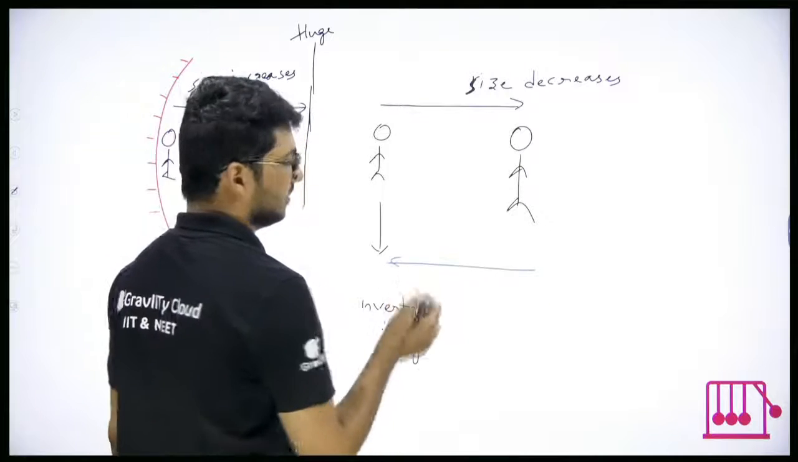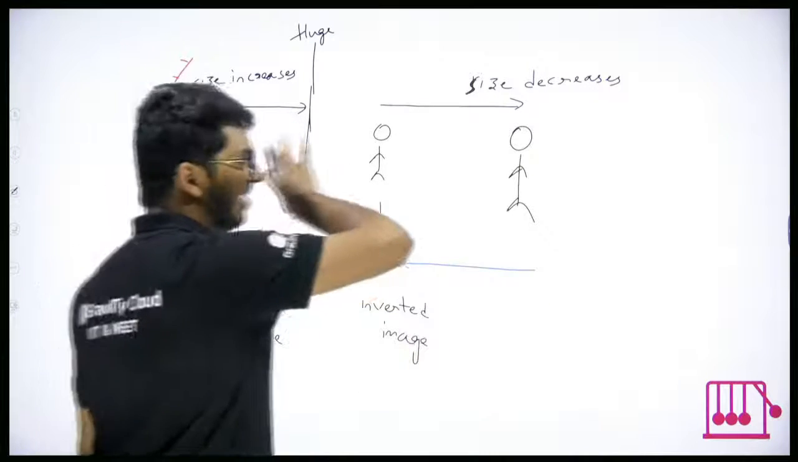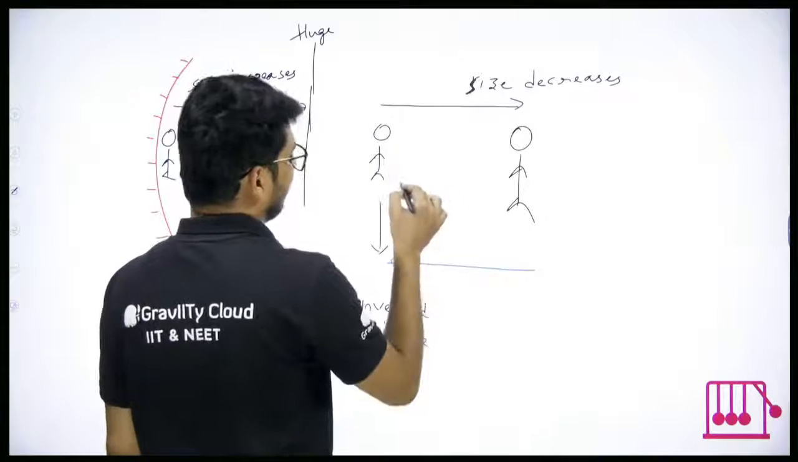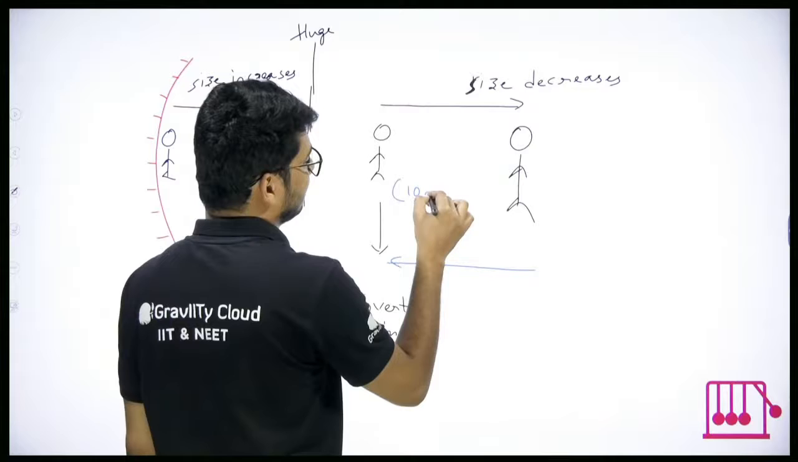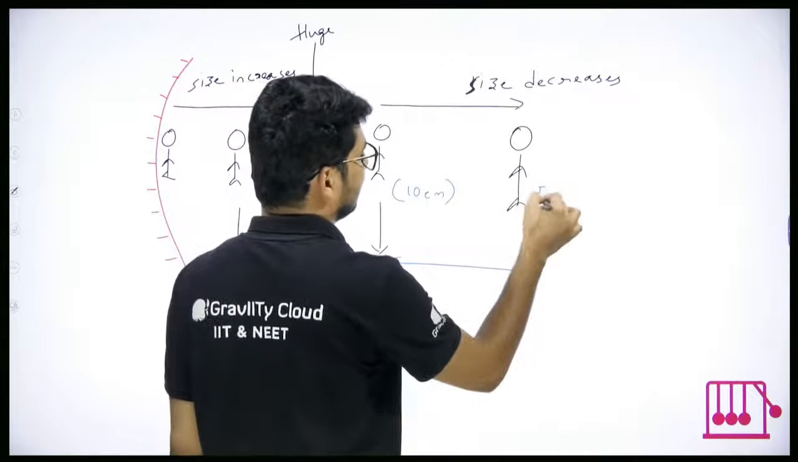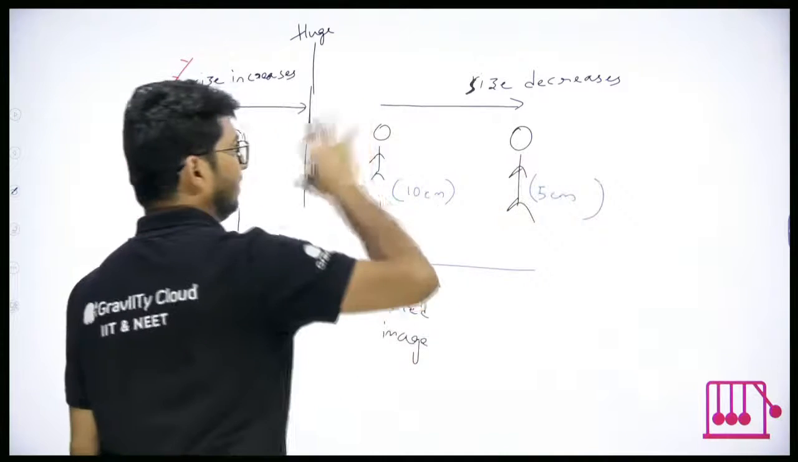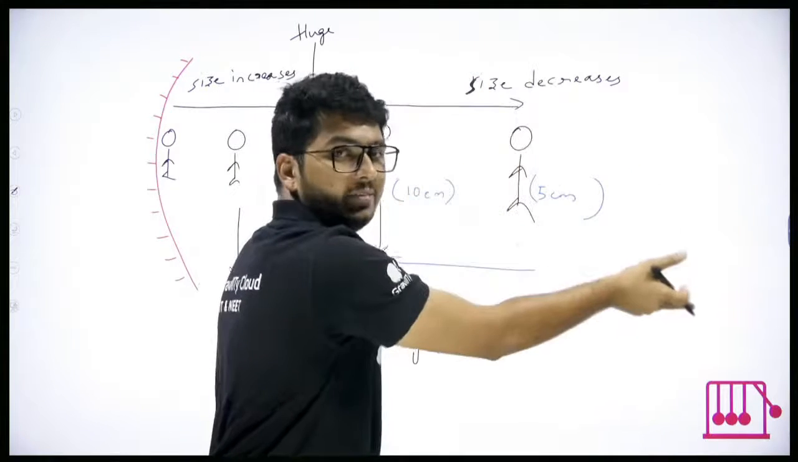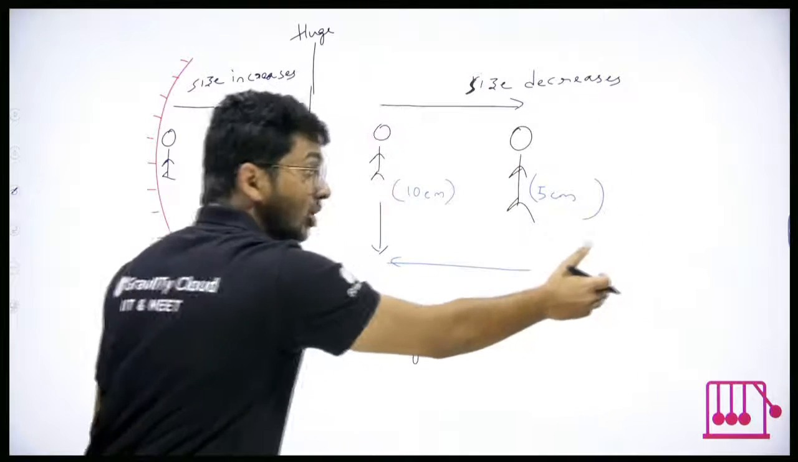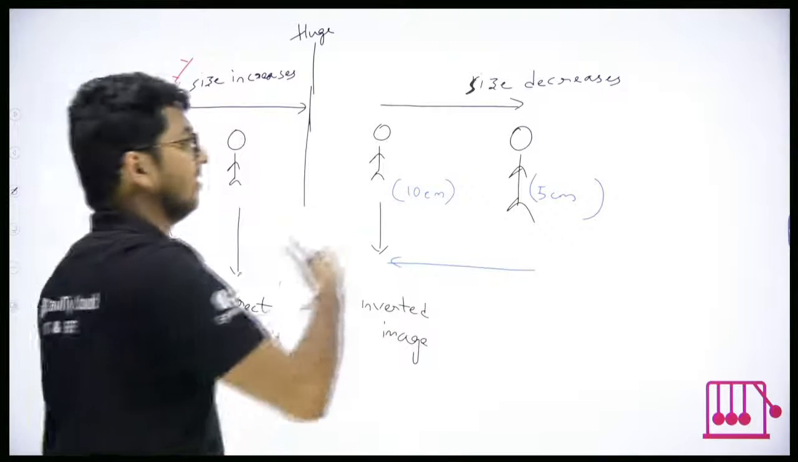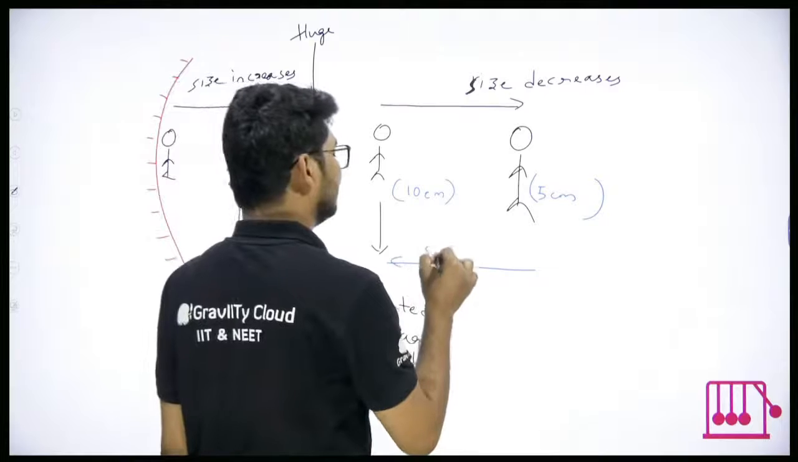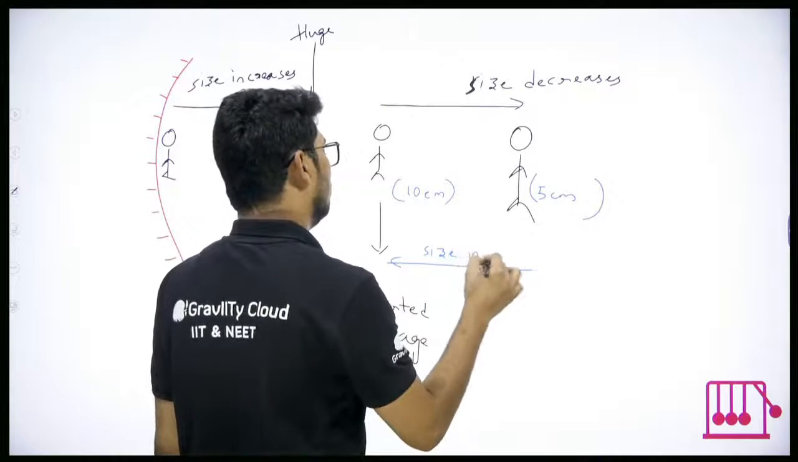If we come in the reverse way, while I am going away, size is decreasing. For example, let's say the size of the image is 10 centimeter, and here it is 5 centimeter, for example's sake. So when we are going away, the size is decreasing, 10 centimeter to 5 centimeter. But what if we are coming towards the mirror? From 5 centimeter it is becoming 10 centimeters. So size increases when you go towards the mirror.